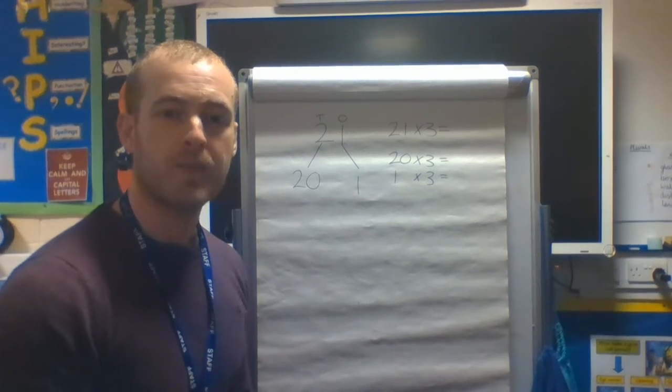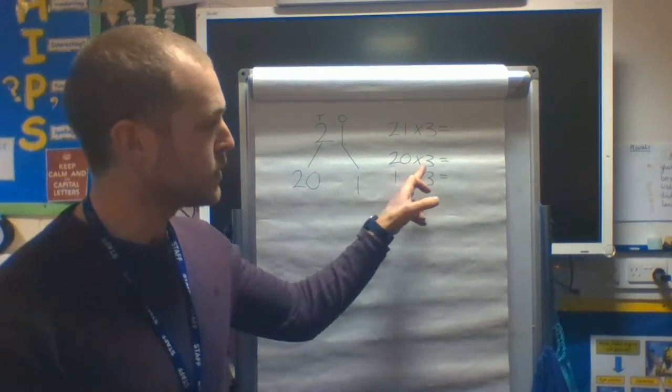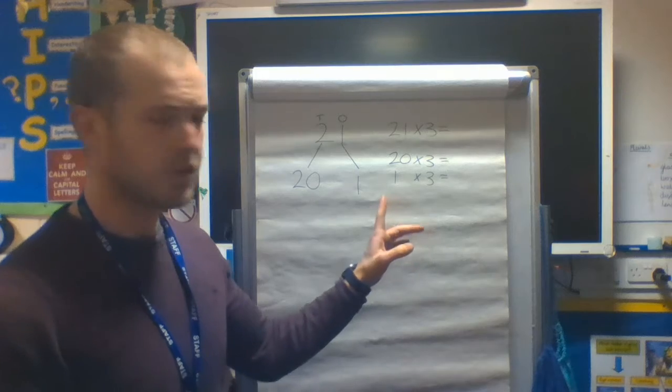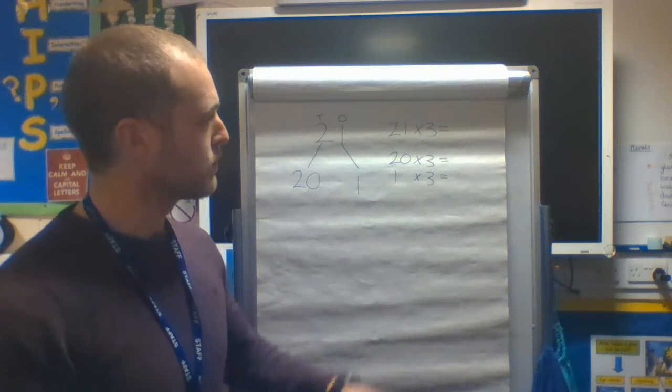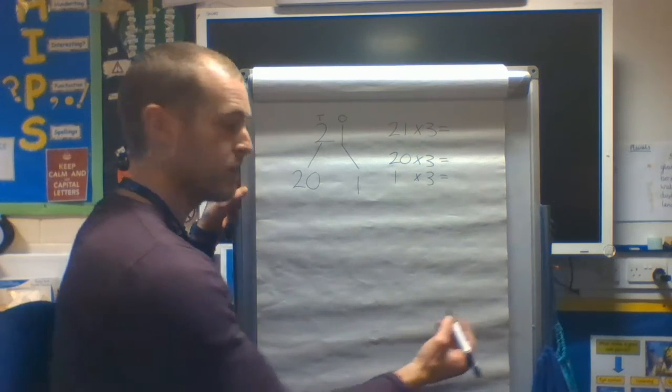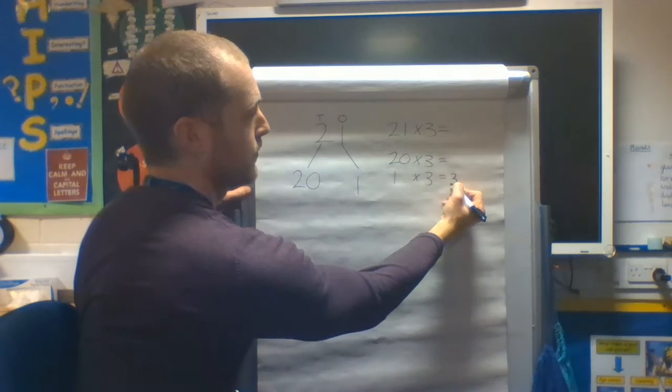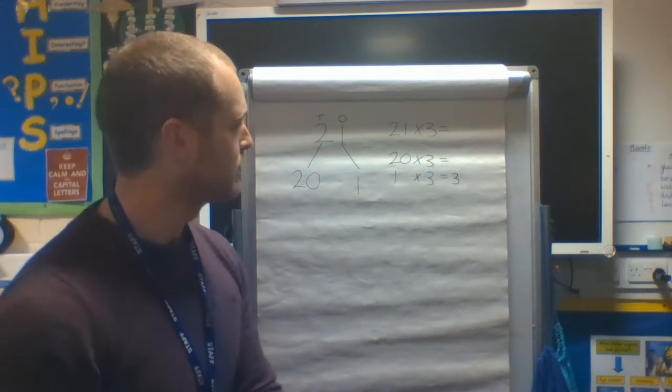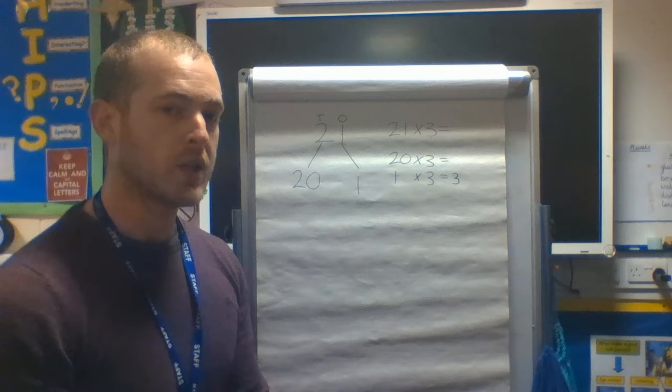Okay, how did you get on? Could you answer these two multiplications? Let's do this one together. 1 times 3. 1 times 3 is 3. I hope you got that one right. The next one, slightly more challenging.